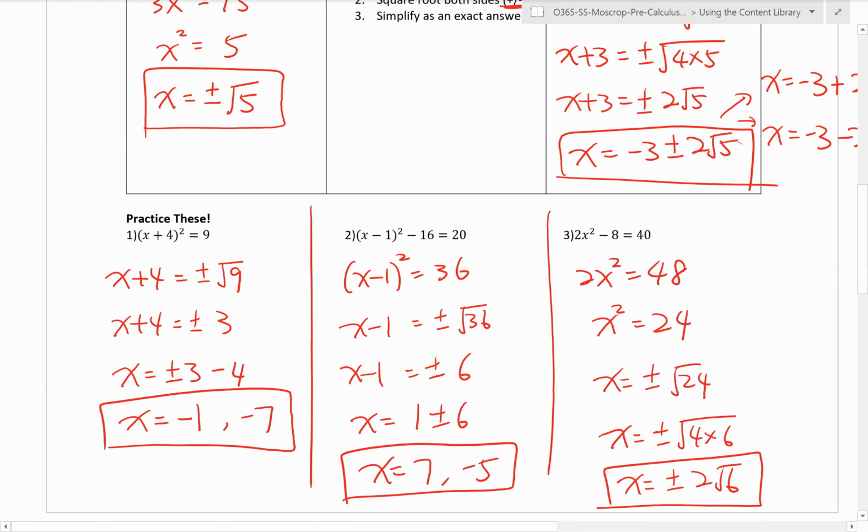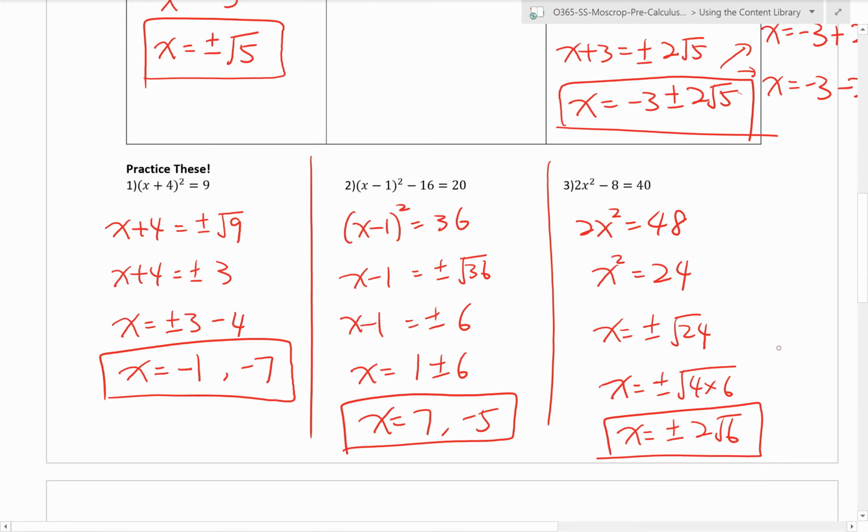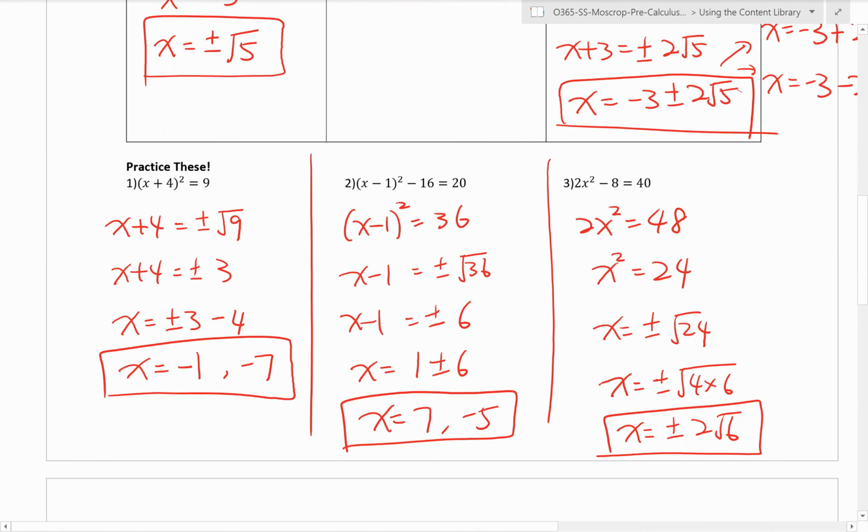Okay, so the last practice question: move the 8 over, you get 2x squared equals 48. Divide by 2 on both sides, and square root, you get plus minus root 24. Simplify that, you get plus minus 2 root 6. Okay, so that's what you can do.